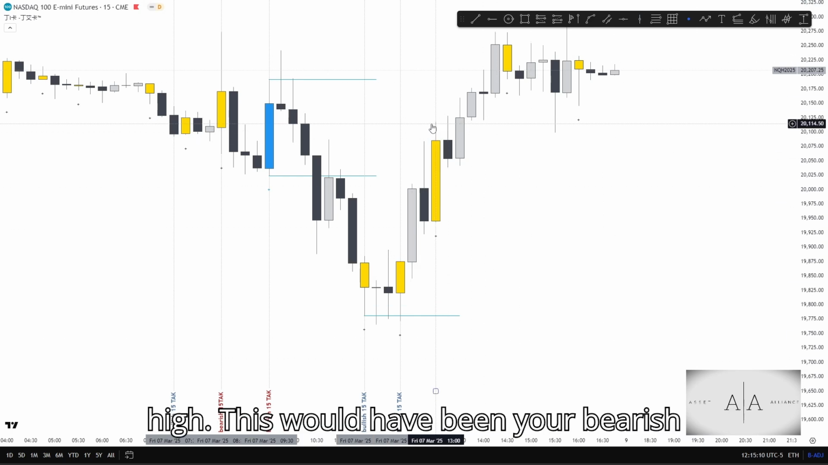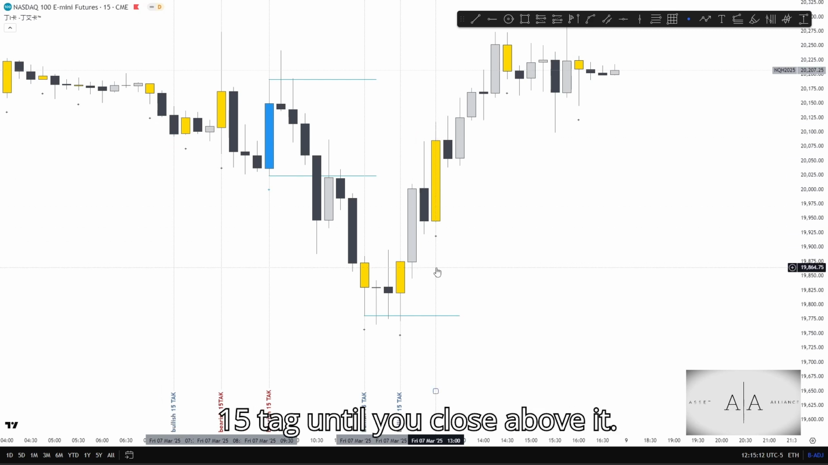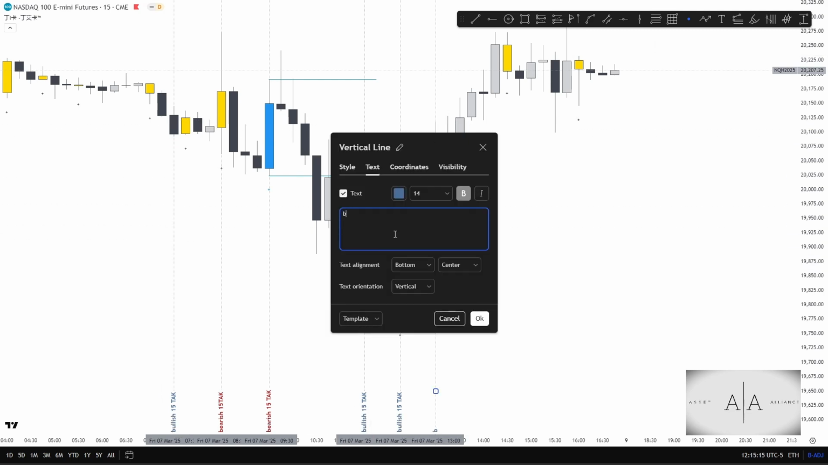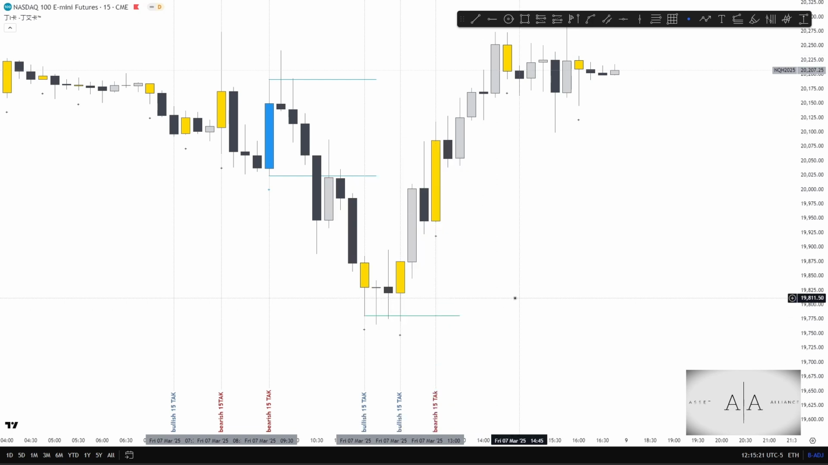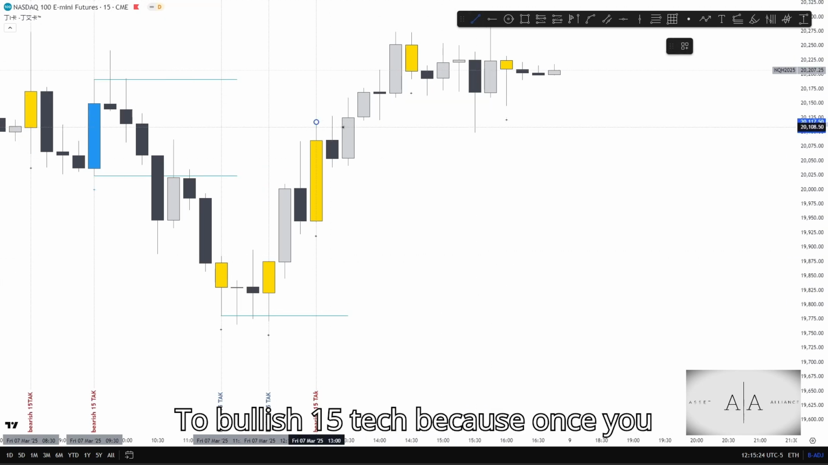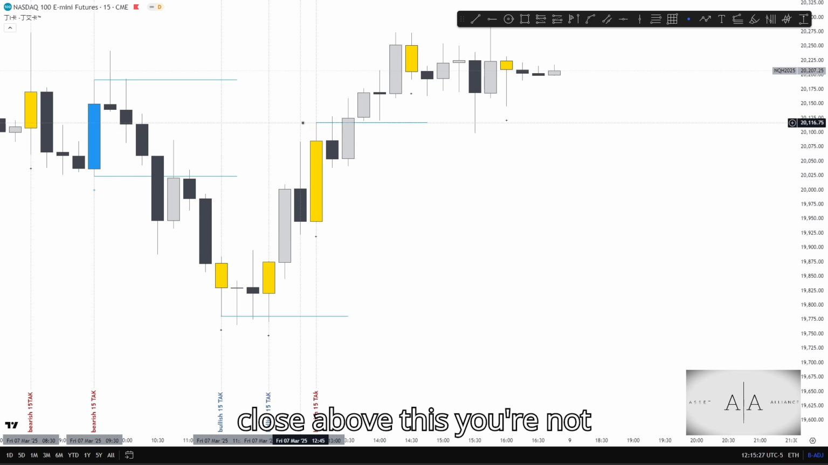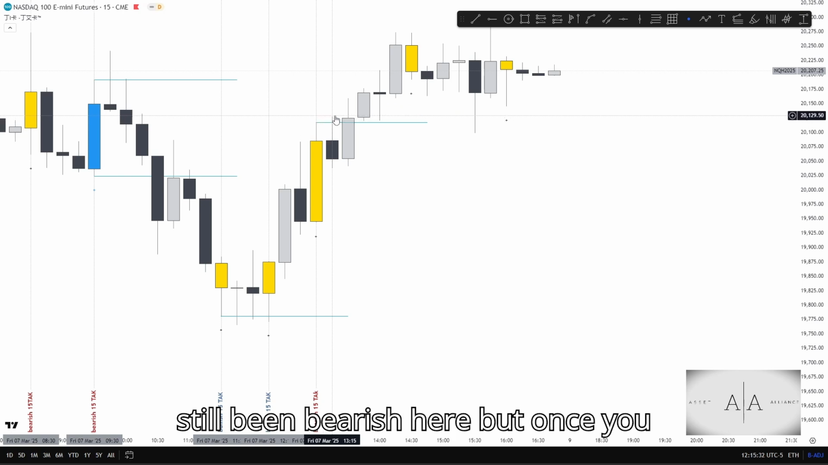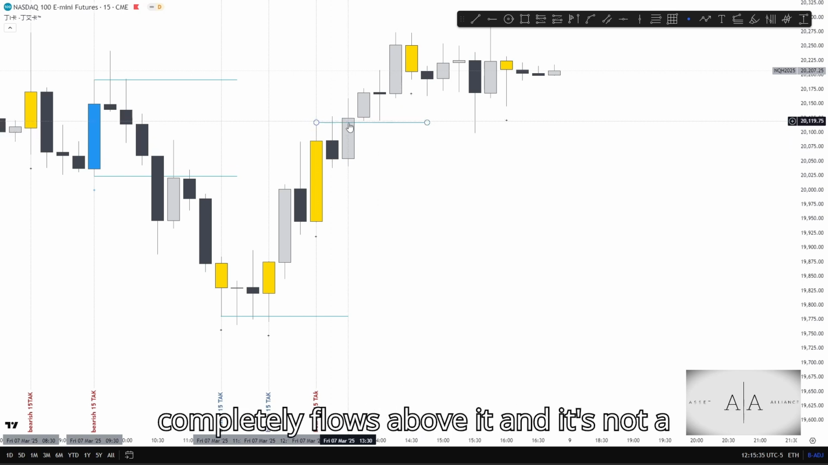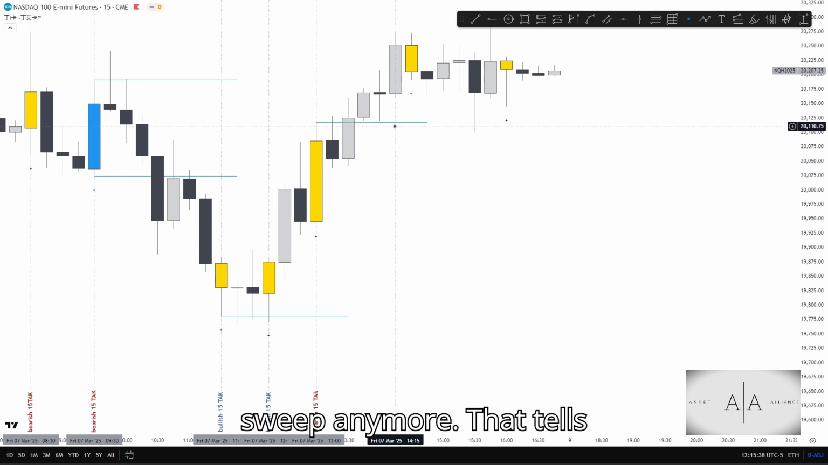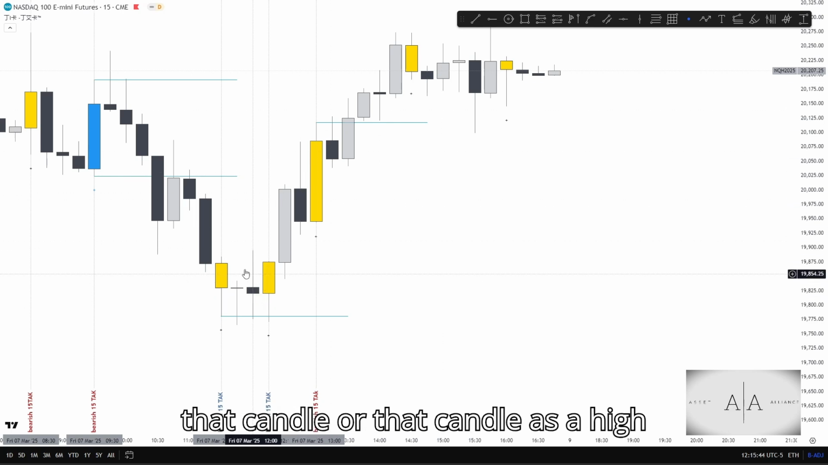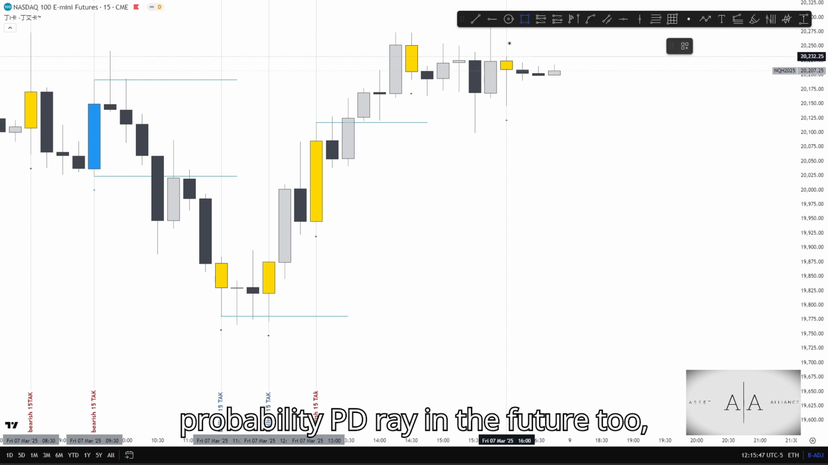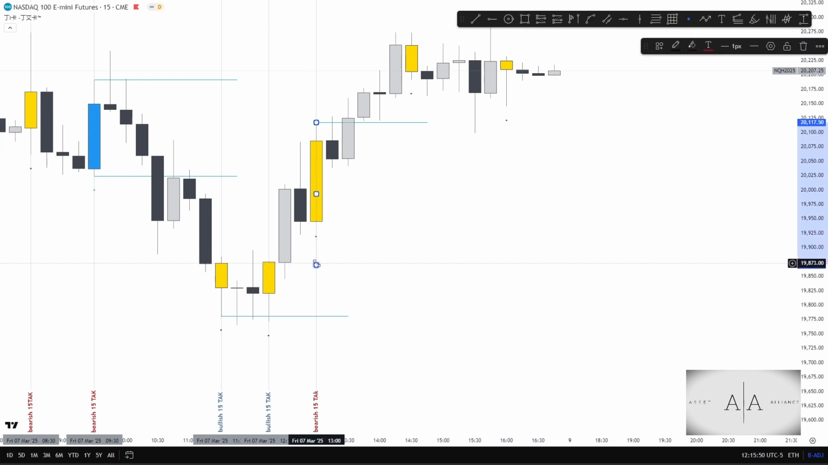New one, that's a high. This would have been your bearish 15 TAC until you close above it. So bearish 15 TAC to bullish 15 TAC, because once you close above this, you're not bearish anymore. Since your +1 was your actual high, you would have still been bearish here. But once you completely close above it and it's not a sweep anymore, that tells you that your bias will be changing, right? You can use that candle or that candle or that candle as a high probability PD array in the future too, like here, just like that.